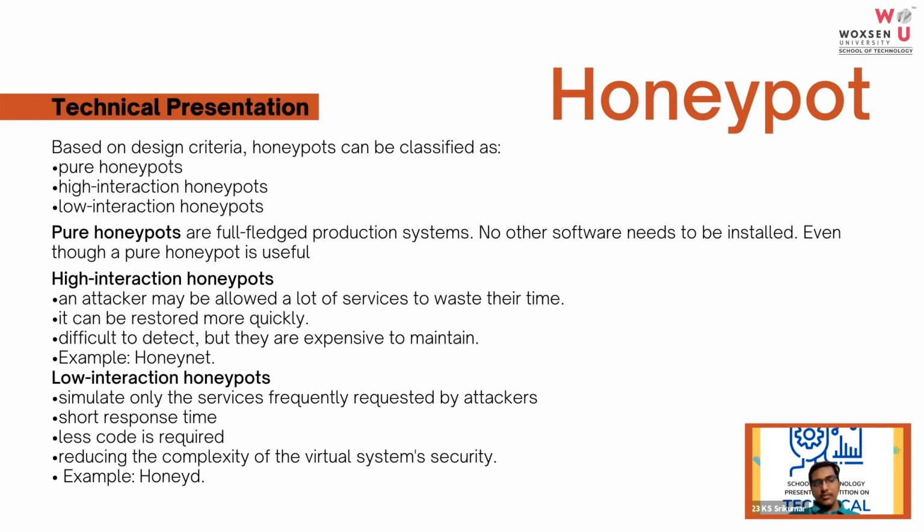And low interaction honeypots are again mostly used by corporations. These have very little complex code, short response time, and give only limited information. Like if a hacker wants to attack the stocks, it will give only information about stocks as a bait. But high interaction honeypots will give everything, all the information that is available. So this is very risky and most corporations do not use this.